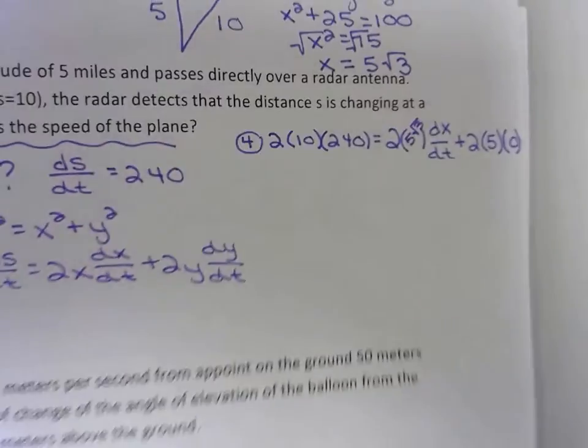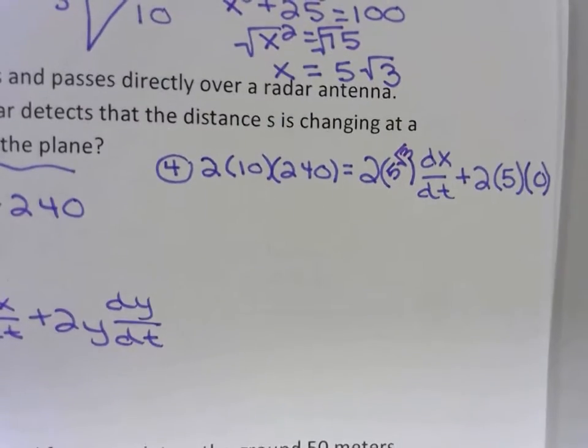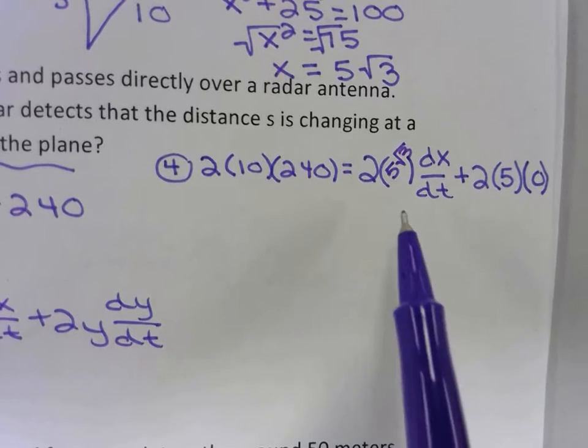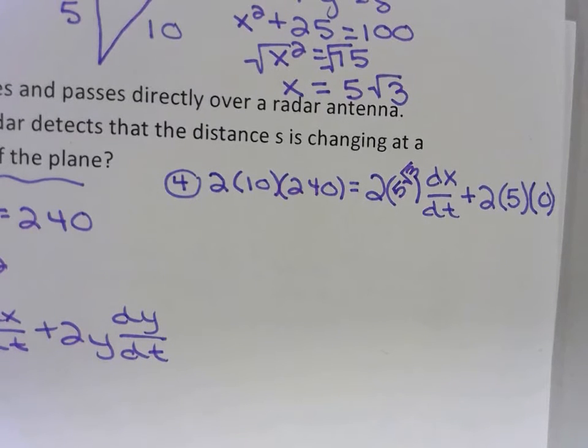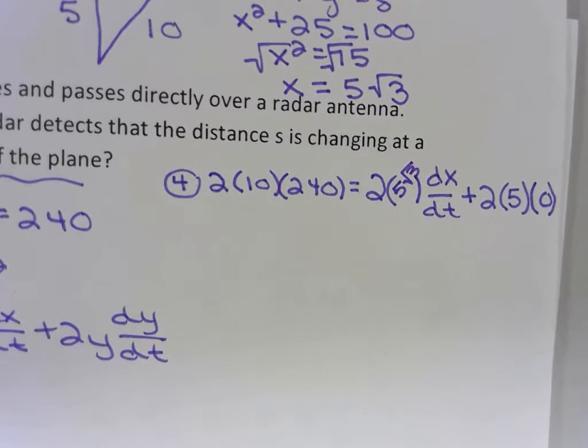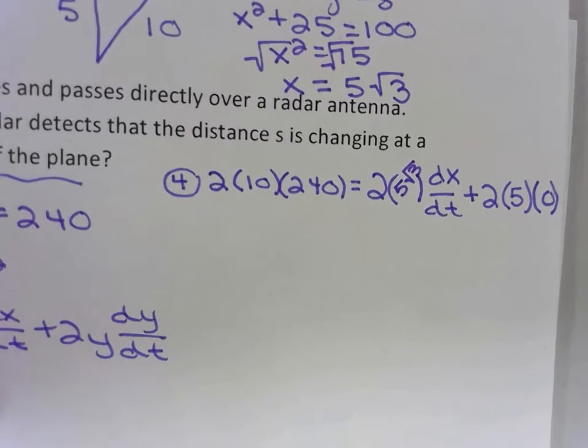So now, like I said, I have to be able to get a formula plugged in. There's 5 square root of 3. It looks bad, but that's okay. I want to plug in enough information to just have what I want to know, which is my dx/dt. So as I look at this, we're going to have 2 times 10 times 240, which is going to be, let me get a calculator. I should be able to do that in my head, but I can't.